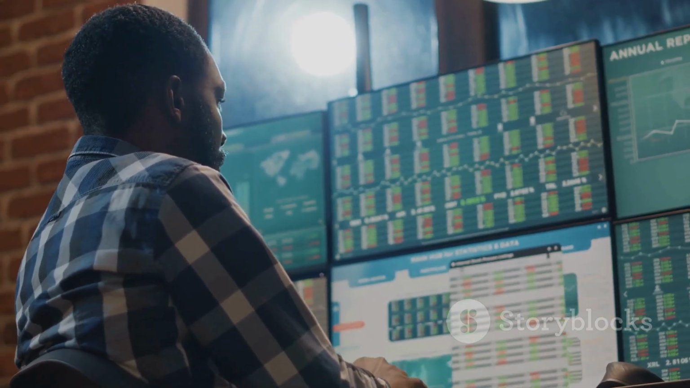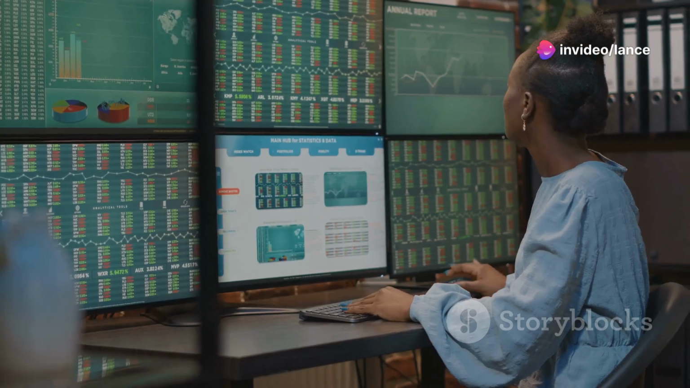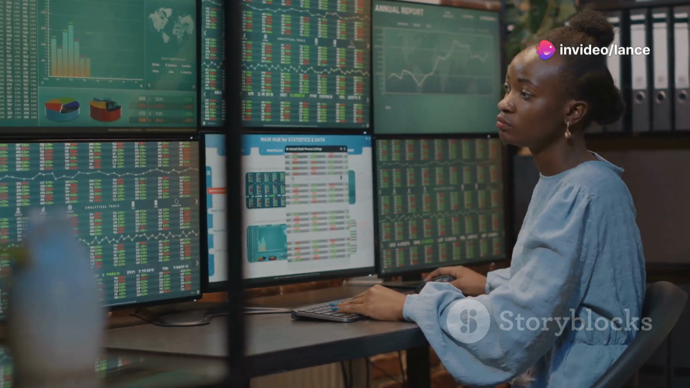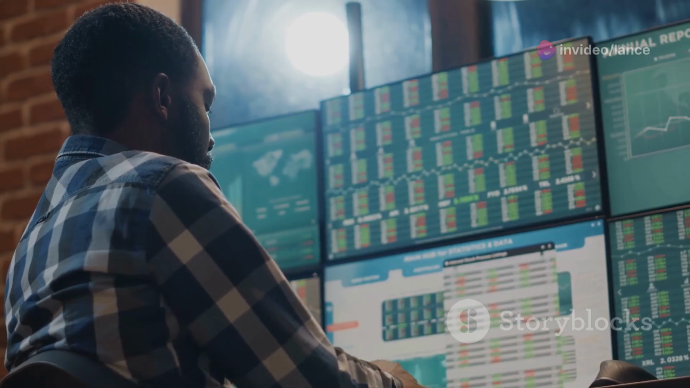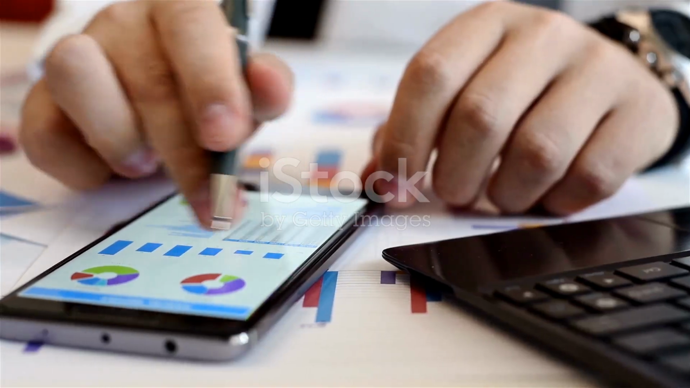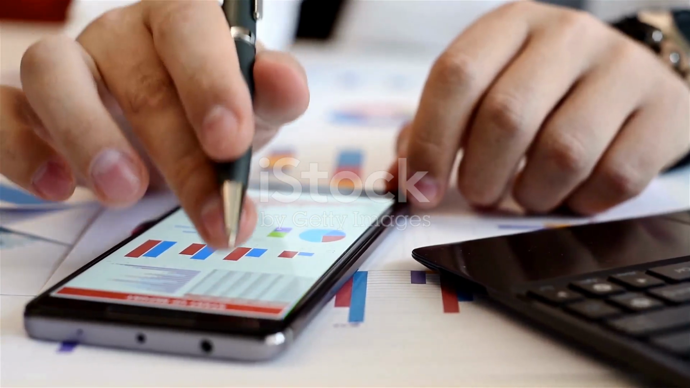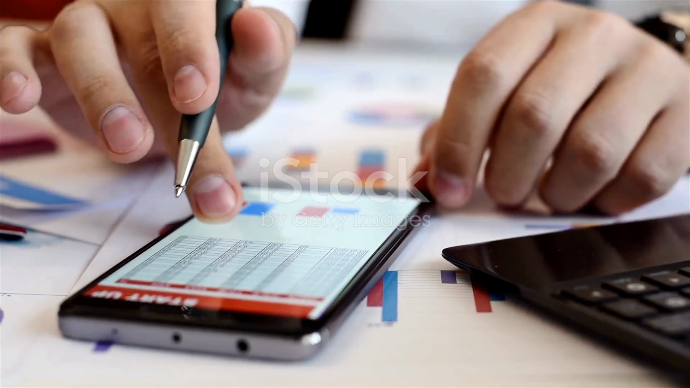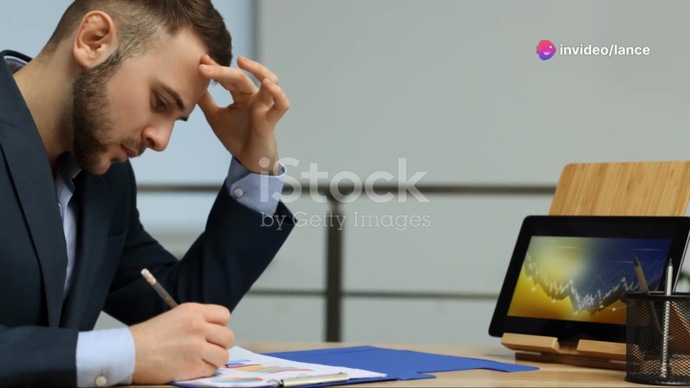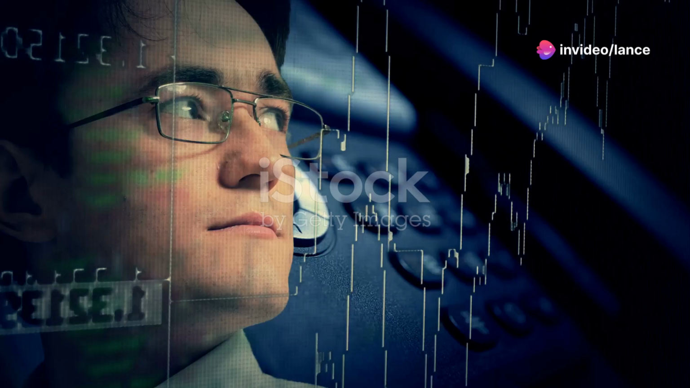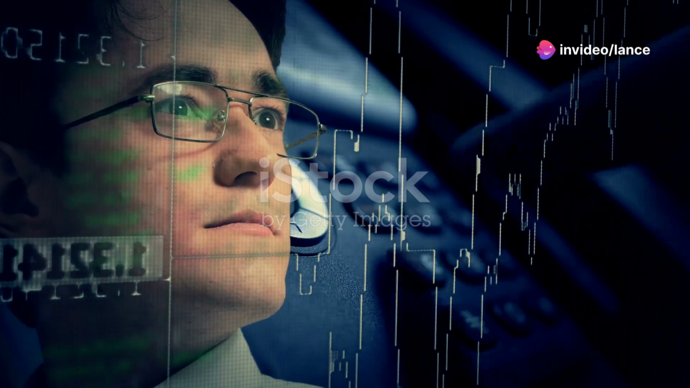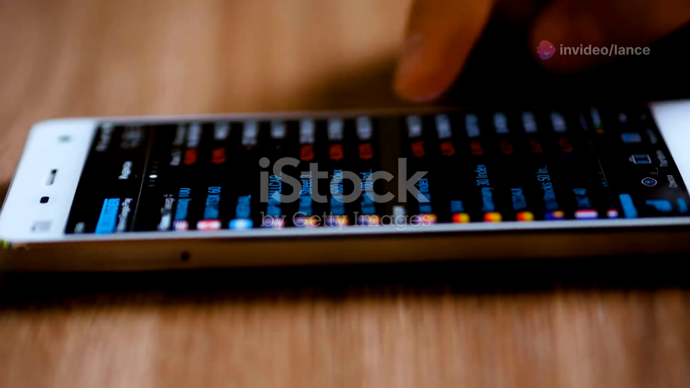Pay attention to the accuracy of your signals. Are they consistently leading to profitable trades, or are they often generating false signals? If you notice a decline in signal accuracy, it might be time to re-evaluate your signal provider or adjust your strategy. The Forex market is dynamic and constantly evolving. What worked yesterday might not work tomorrow, so stay flexible, adapt to changing market conditions, and don't be afraid to make adjustments to your strategy.